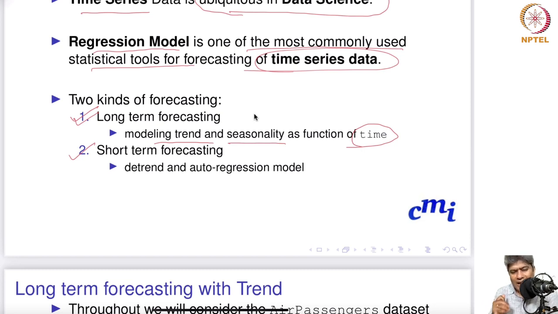Just 1 time ahead or 2 time ahead forecasting is considered short-term forecasting. In that kind of forecasting, we are not necessarily interested in the trend and seasonality that much. We are more interested in the local correlation and local features of the data. So in this case, we typically detrend the data, and autoregression models are very good for this kind of forecasting. We will discuss both objectives, long-term and short-term forecasting, where regression models can be used.